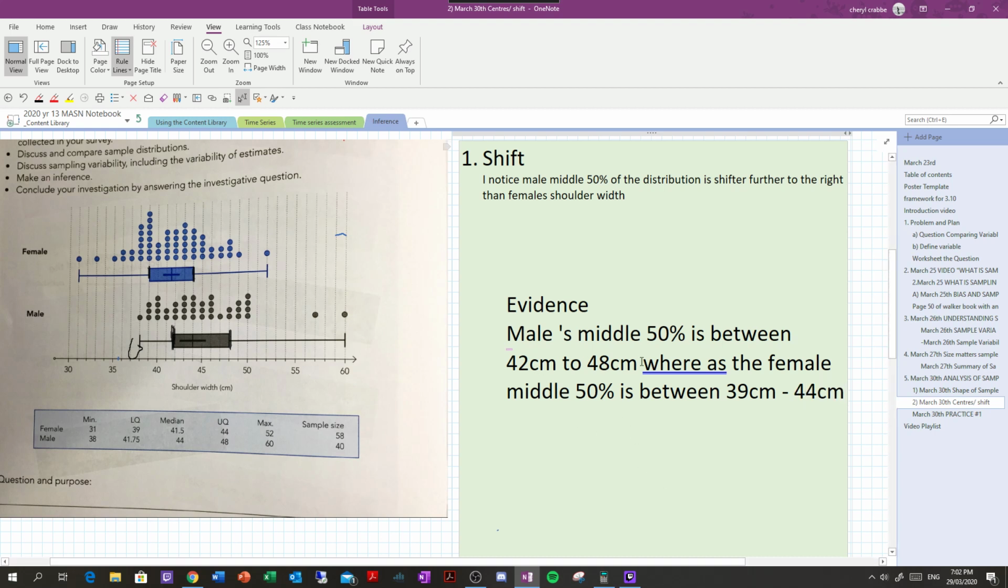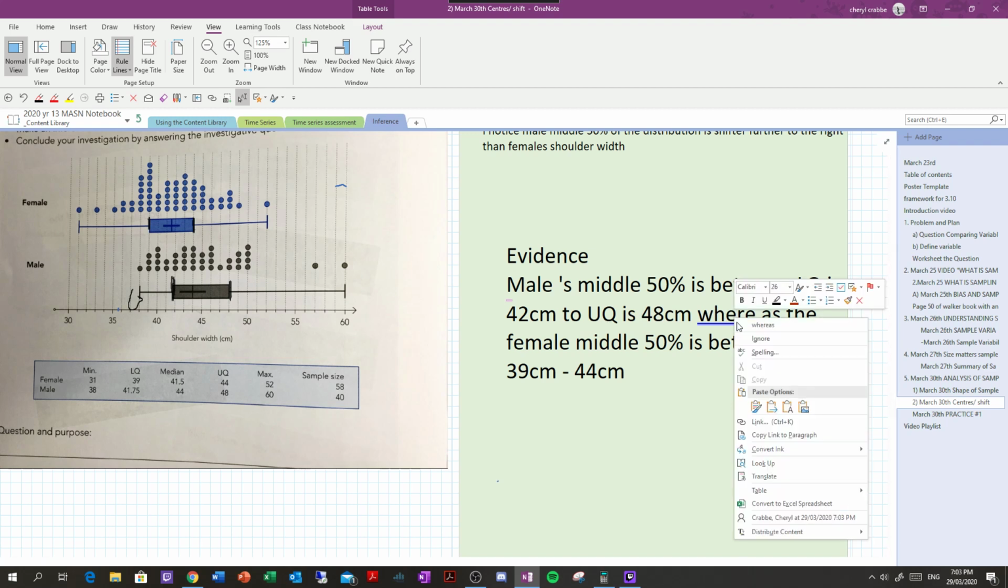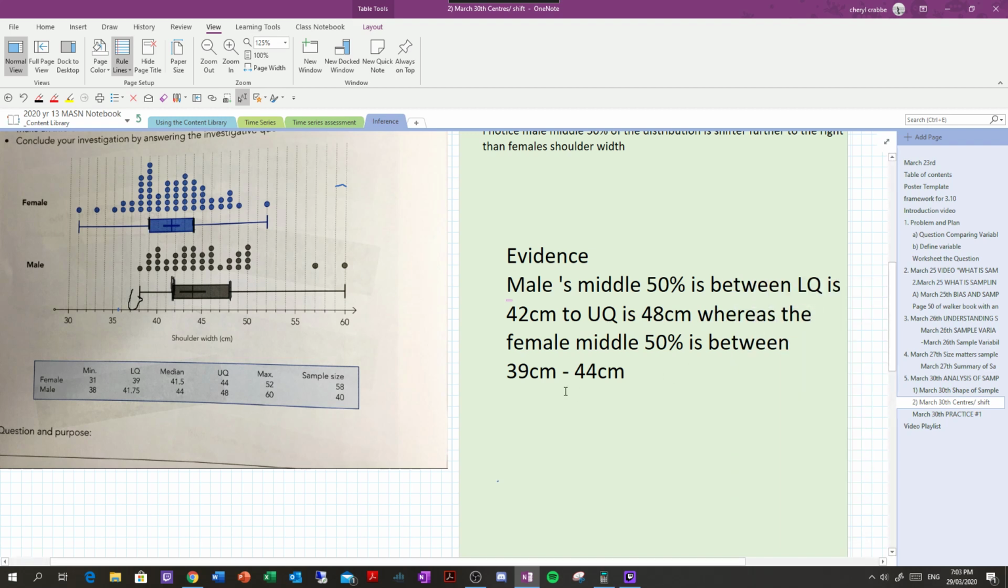So the male middle 50% of the box is shifted further because the lower quartile, we can just say LQ, is 42 centimeters and the upper quartile is 48 centimeters, whereas the female middle is between 39 and 44 centimeters. So this is the lower quartile, and this is the upper quartile. Now you would write this better than this, but that gets you the idea.